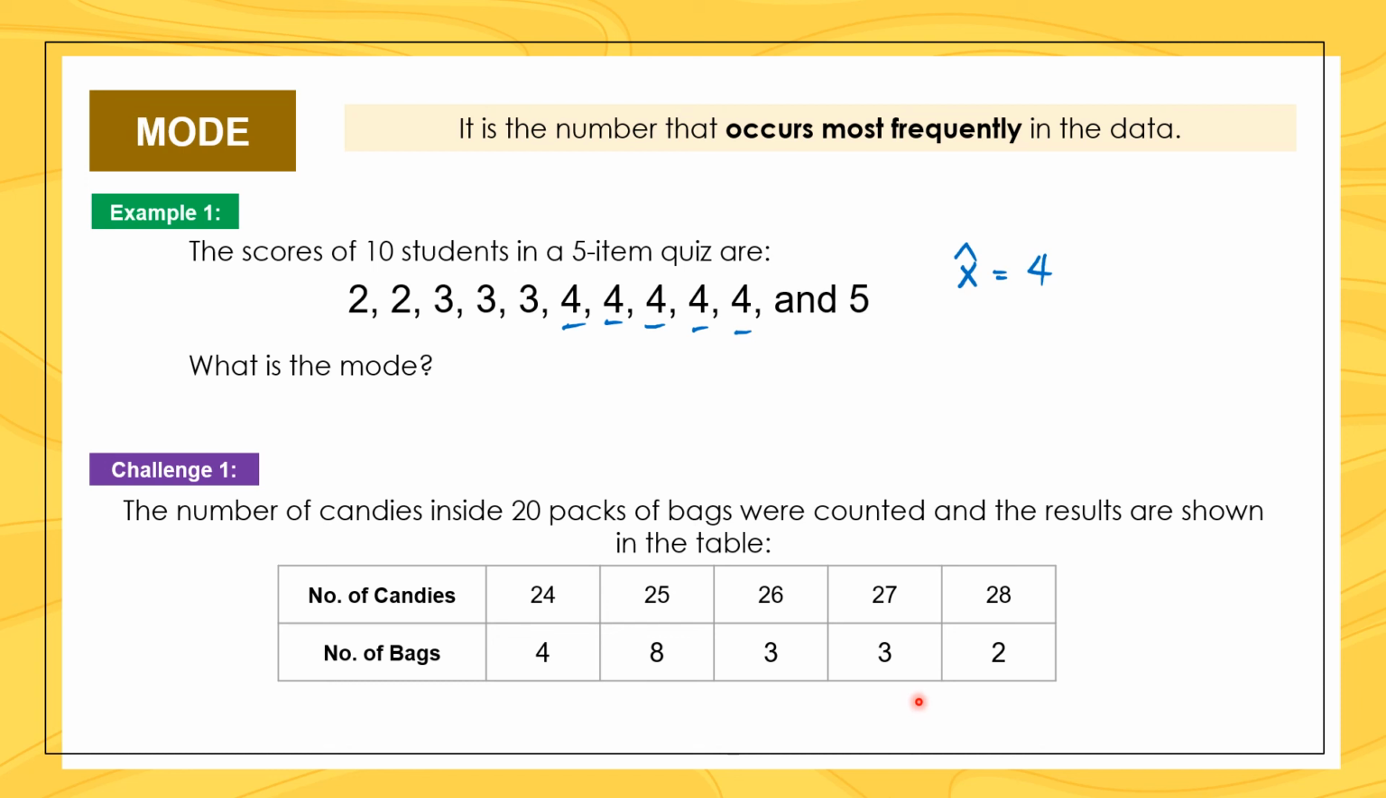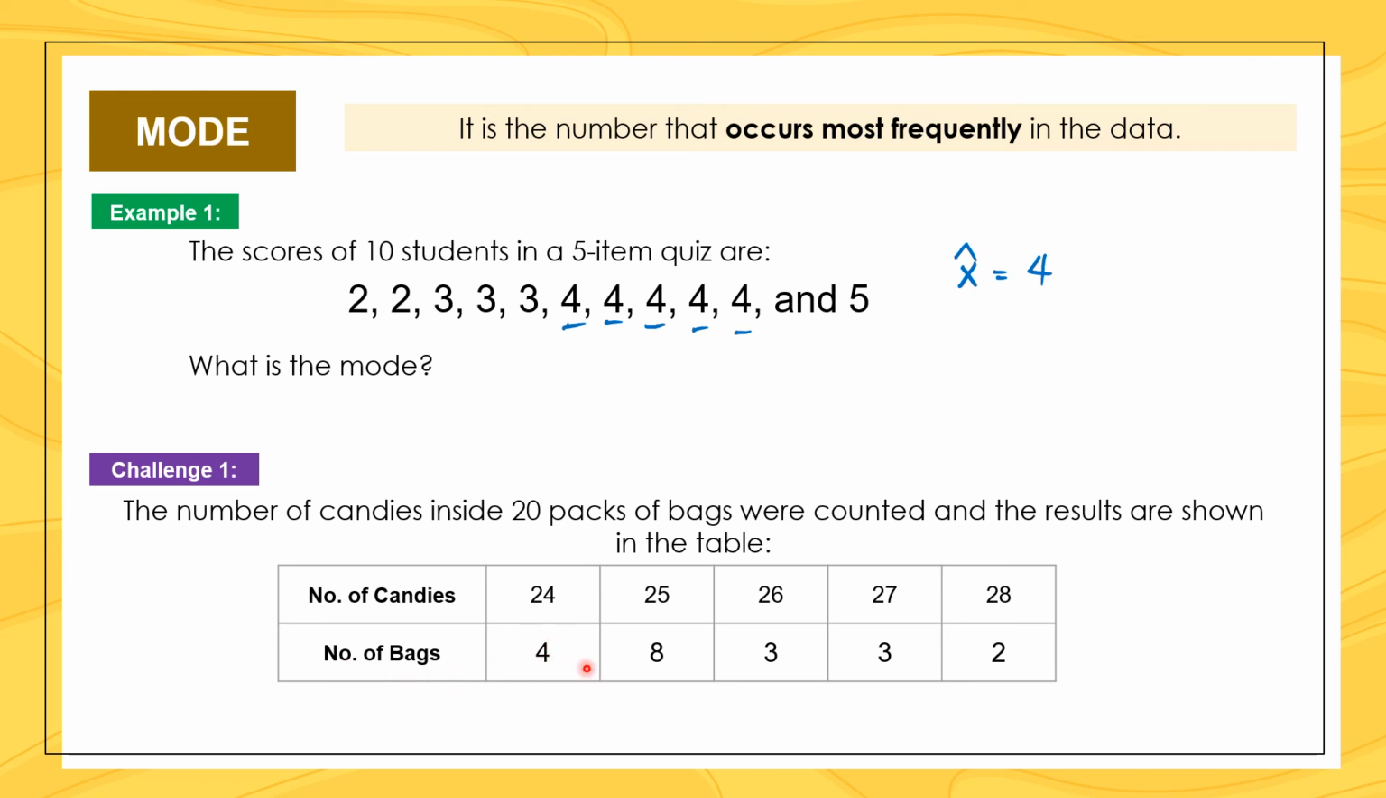Okay, so let's reveal the correct answer. I hope you have your own answer. What makes it challenging? It is because you have a number here on top as well. So you might be confused where to look at. So you will just look here at the number of bags.